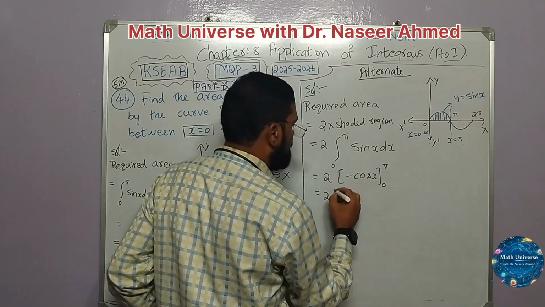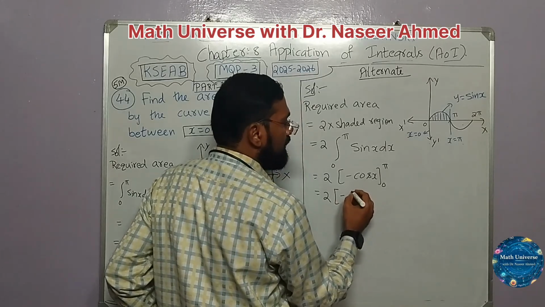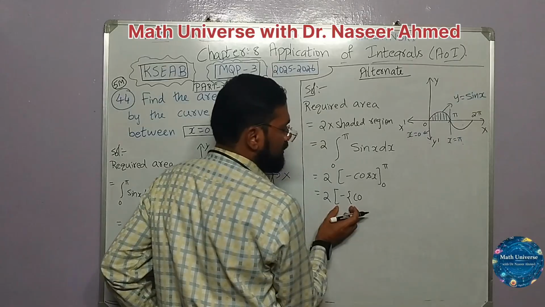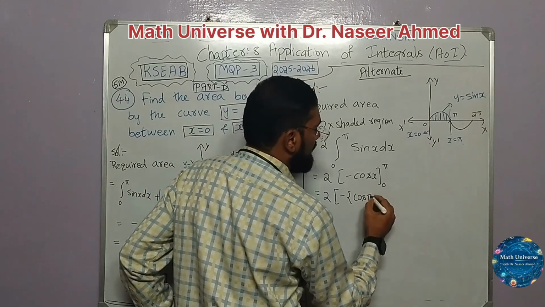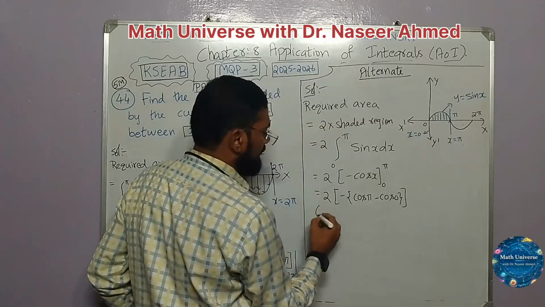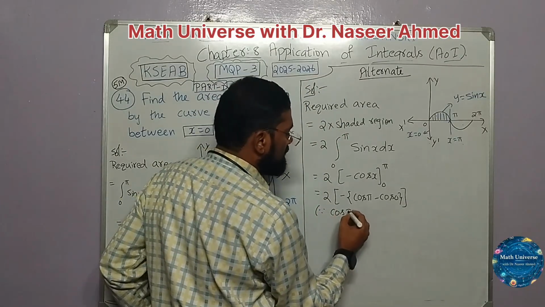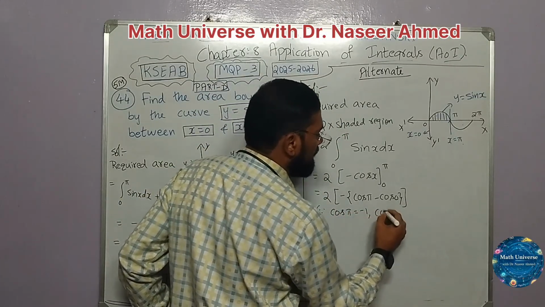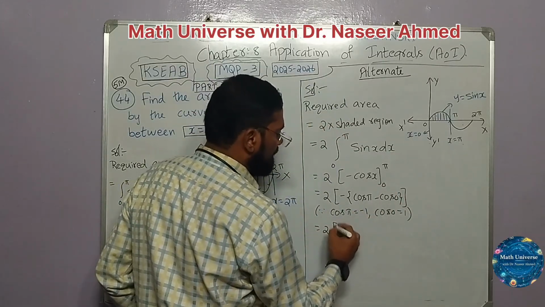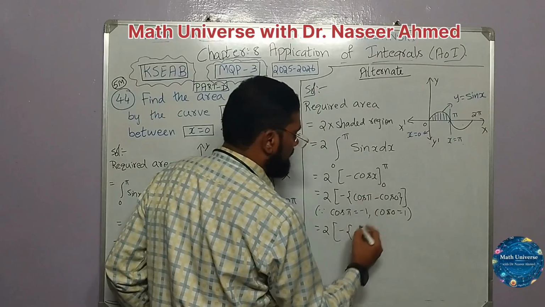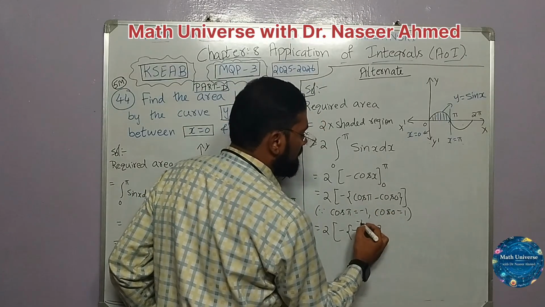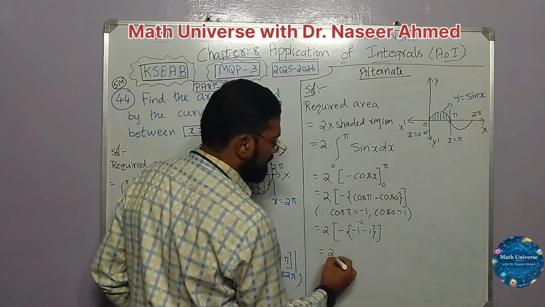Now 2 times of minus, again I will keep as it is. I will take a flower bracket to distinguish these two brackets: cos pi minus cos 0. As already discussed, cos pi is equal to minus 1 and cos 0 is 1. So we get 2 times of minus. What is cos pi? Minus 1. Cos 0 is 1. What is minus 1 minus 1? Minus 2.